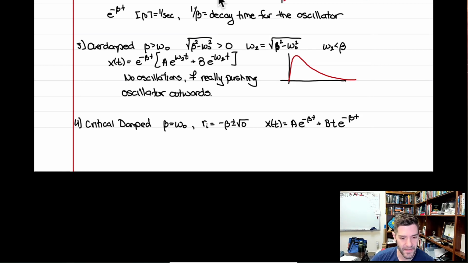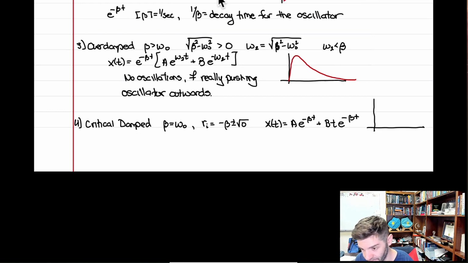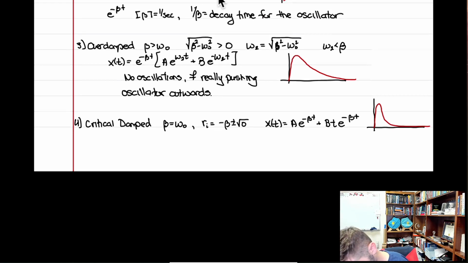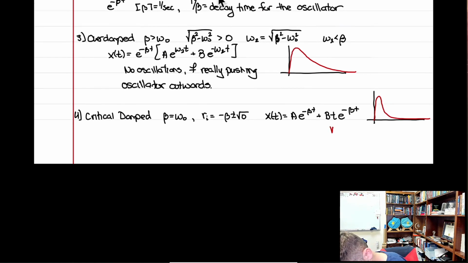So again, you get something that's an exponential decay. And it turns out this actually is a quite rapid exponential decay. So if you launch from rest, you very quickly exponentially decay and come down. So this is very fast decay. And again, no oscillation.